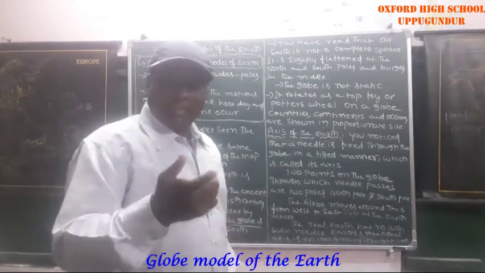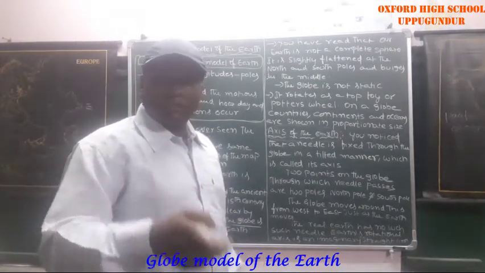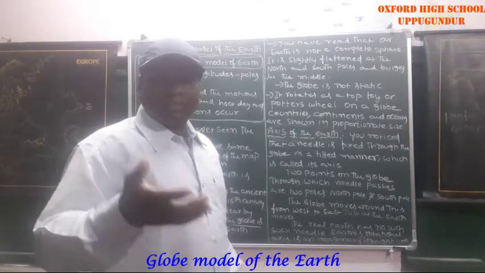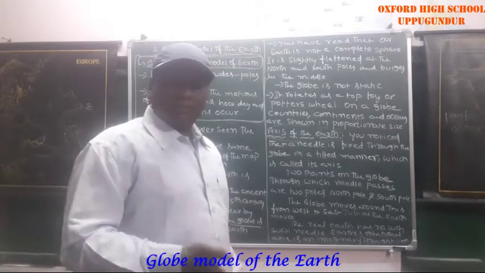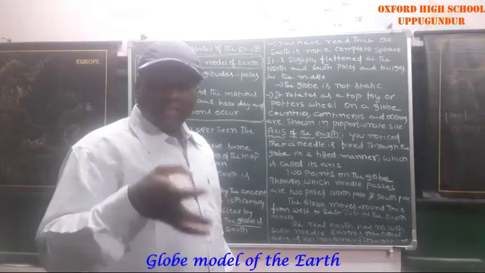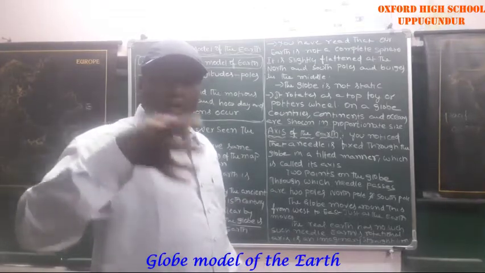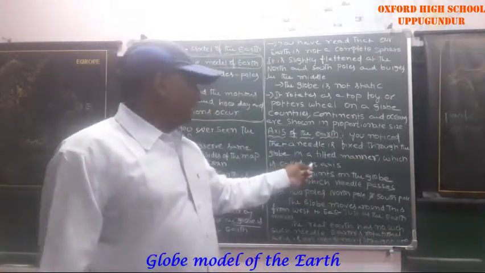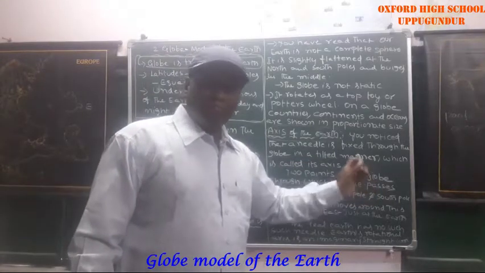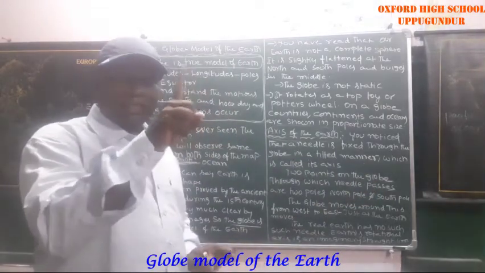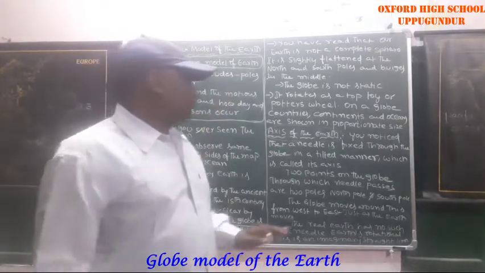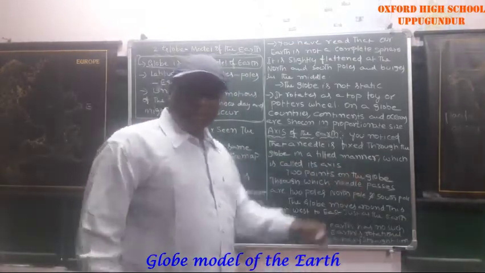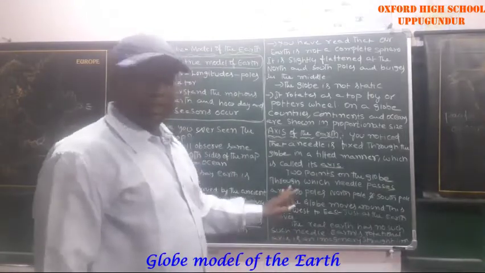Actually, in real time there is no needle passing through our earth, isn't it? By imaginary purpose, we are fixing. That means we are imagining a needle passes through the earth, that is the axis. By using the axis, earth is moving on its own axis. You noticed that a needle is fixed through the globe in a tilted manner. Tilted means bent. This is straight, this is tilted. Fixed through the globe in a tilted manner, which is called its axis. That is the axis of the earth. Understood, I think so.